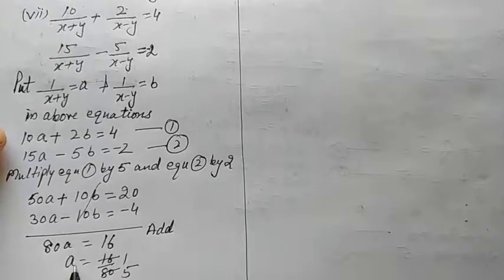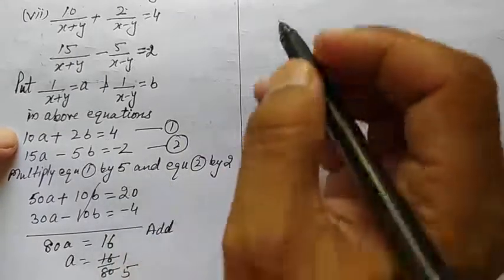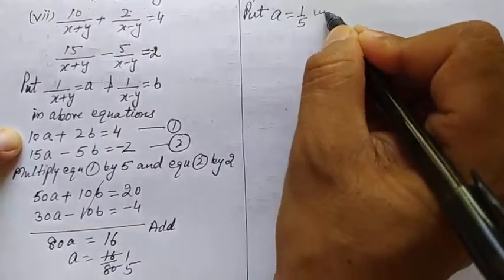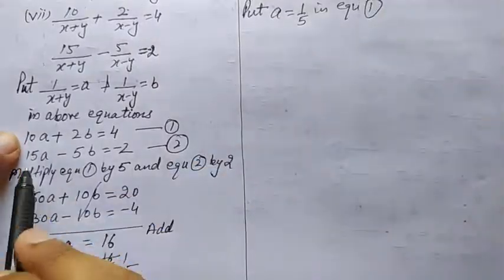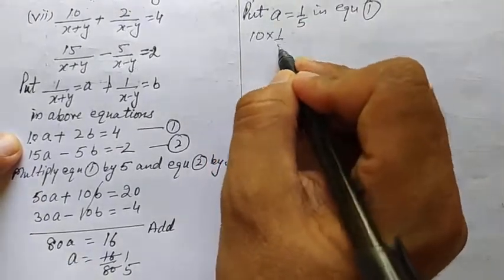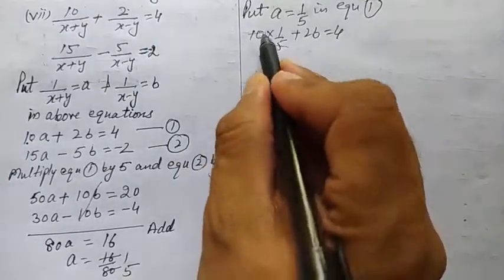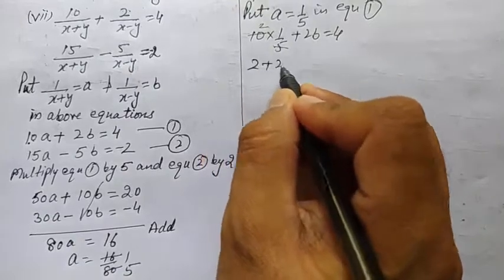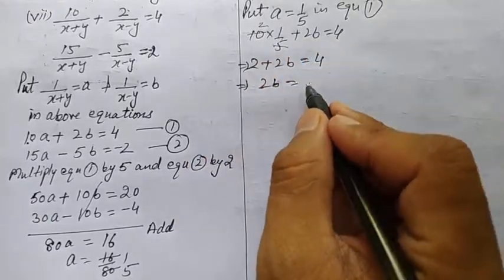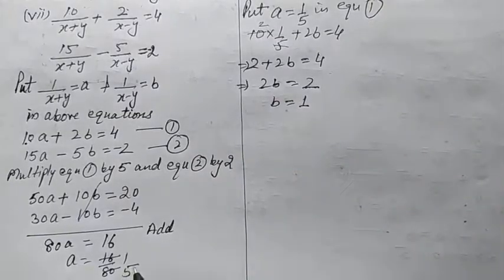Now we'll fill the value of a as 1 over 5 in any one equation, 1 or 2. I'm putting it in equation 1. So we'll write: put a is equal to 1 by 5 in equation 1. It becomes 10 into 1 by 5, that is 10 into a, plus 2b is equal to 4. From here we get the value of b. So 5 ones are 5, 5 twos are 10, so it becomes 2 plus 2b is equal to 4. So 2b is equal to 4 minus 2, that is 2. So b is 2 over 2, that is 1. So here a is 1 by 5, b is 1.